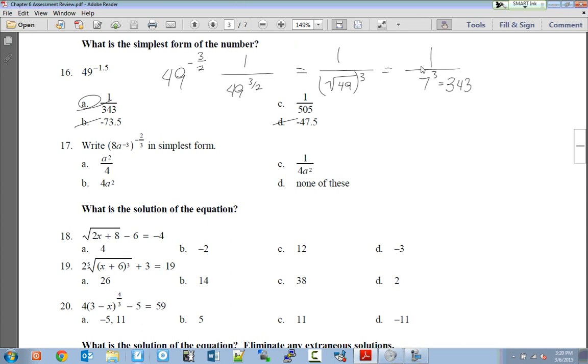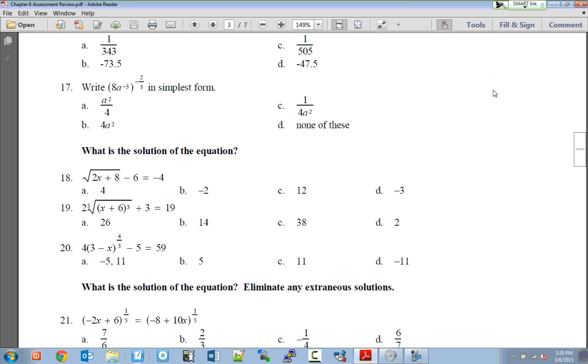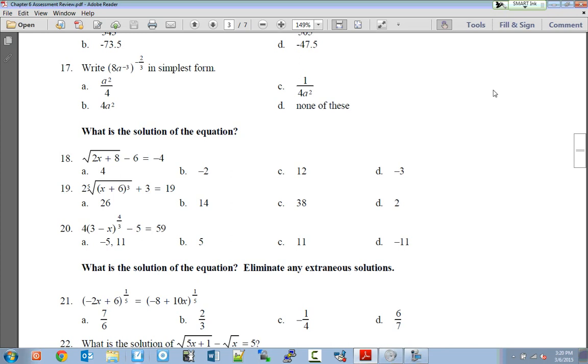Alright, I'm going to go ahead and do 17 as well since it's in this same section. And then we're going to call this video finished. Alright, so it says write that number in simplest form. Since this entire number is in parentheses, we have to distribute this exponent through. So that means we're going to have 8 raised to the negative 2/3. And we're going to have A.